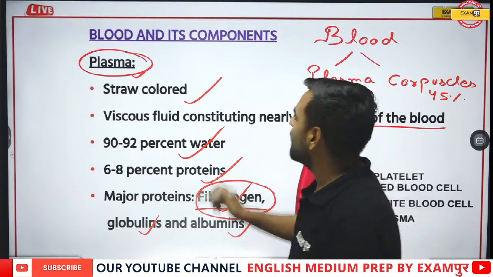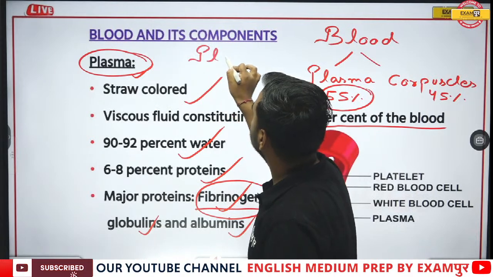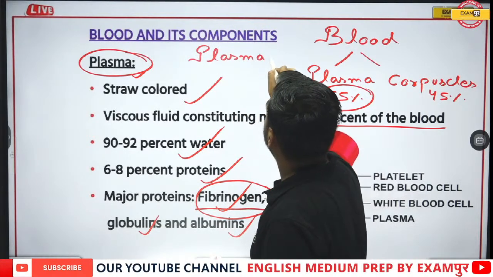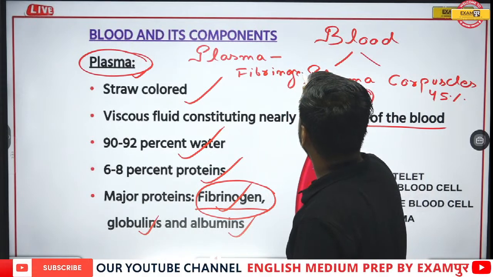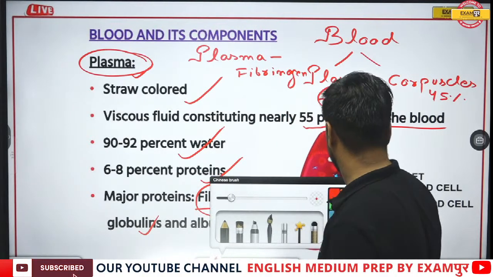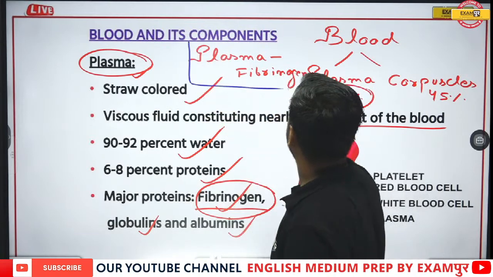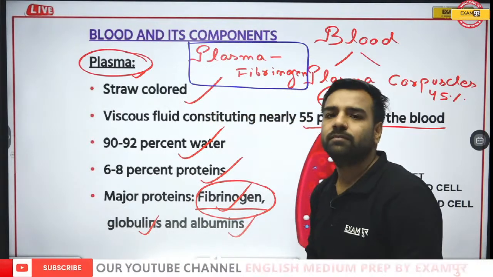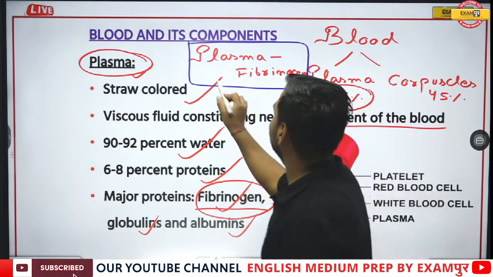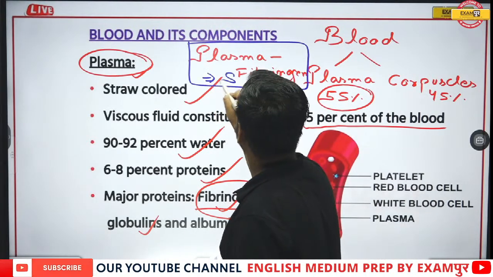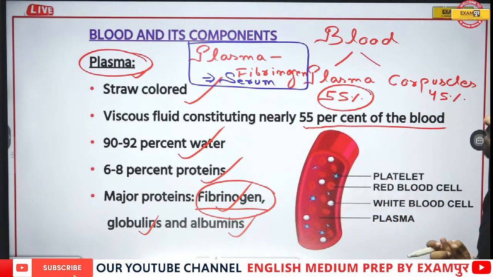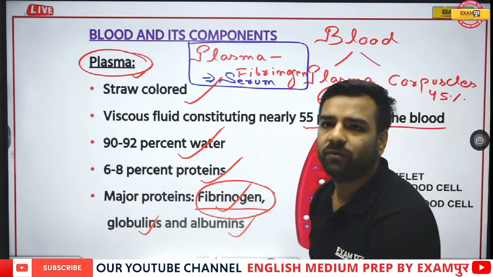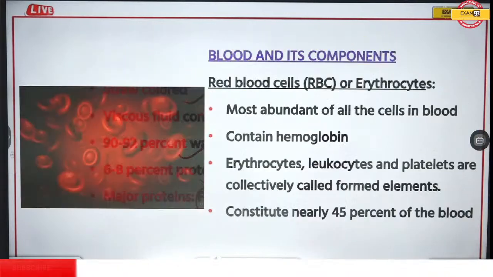What I am saying is, if I subtract fibrinogen from plasma, it will give you what? Yes, you are guessing it right. It is actually your serum. So if someone asks you about serum, please remember plasma minus fibrinogen is your serum. Fine. Now, let's move forward.